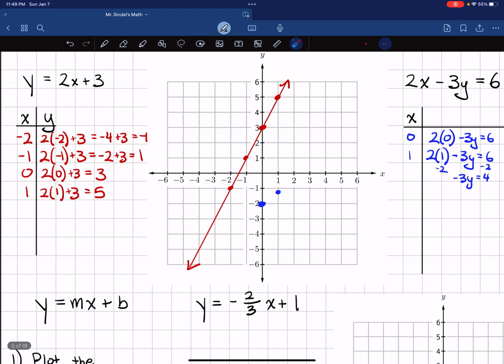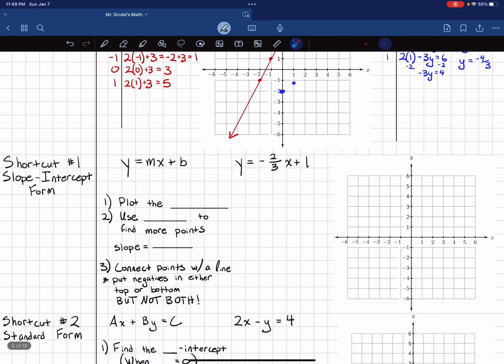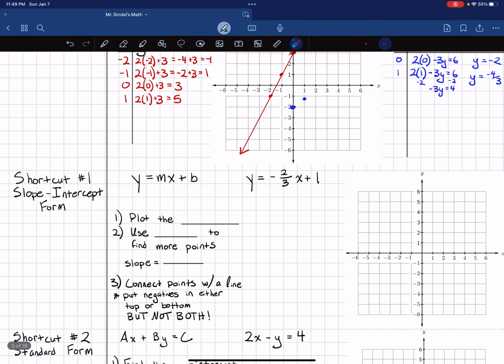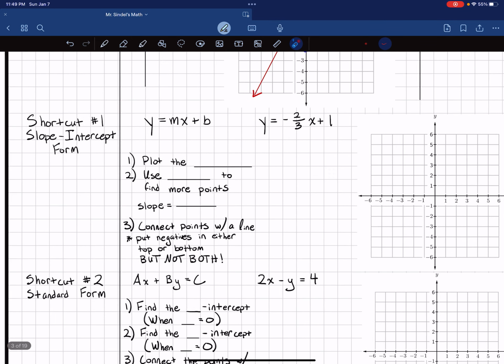So this whole first page is a review on how to graph, by the way. So if you already know how to graph, then this should feel like it's a really easy review. And then on this next page, I'm talking about the new stuff, which is nice and easy, I hope. So there's 2 things that I really hope that you know for this lesson, and they're the 2 different shortcuts.